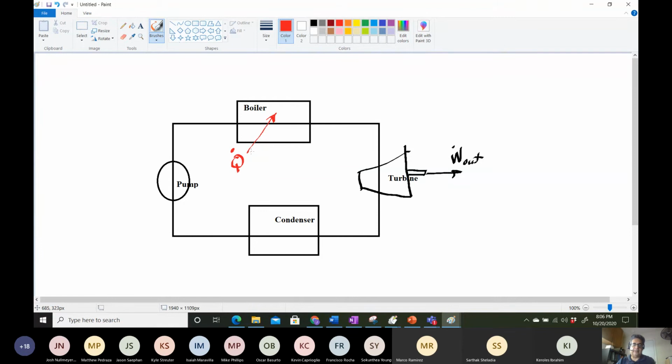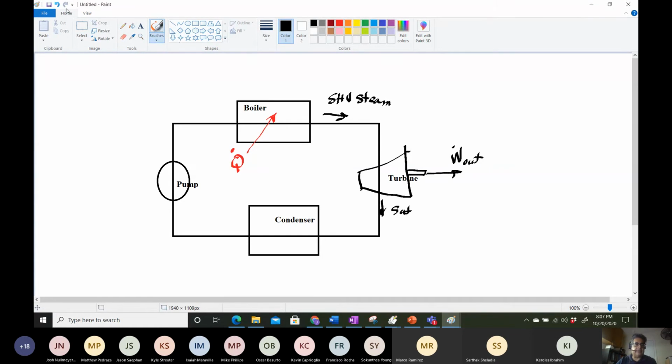This outside source could be internal to the boiler, but this is the way we put it. It could be the gas flames that heat up the water, right? And then steam is going to be flowing this way. This is steam, superheated vapor steam. And then it goes into your turbine. And when it comes out of the turbine, usually it's saturated.